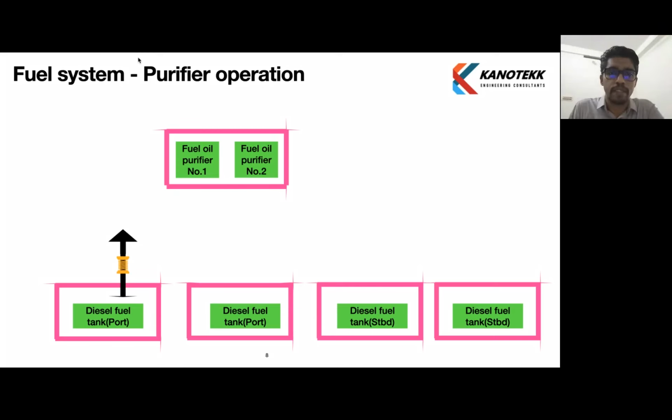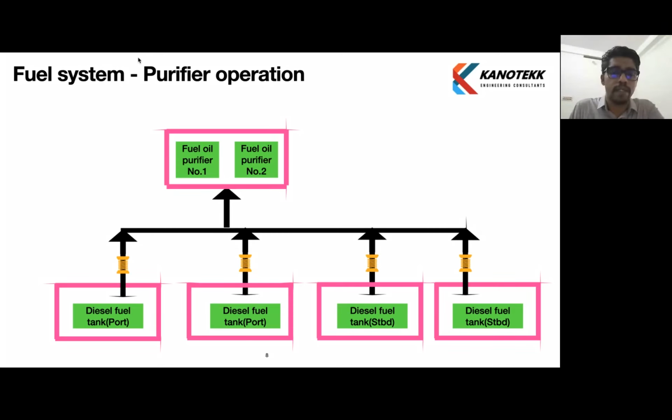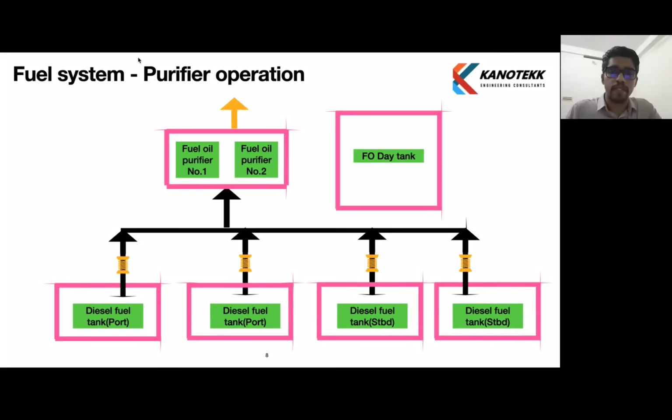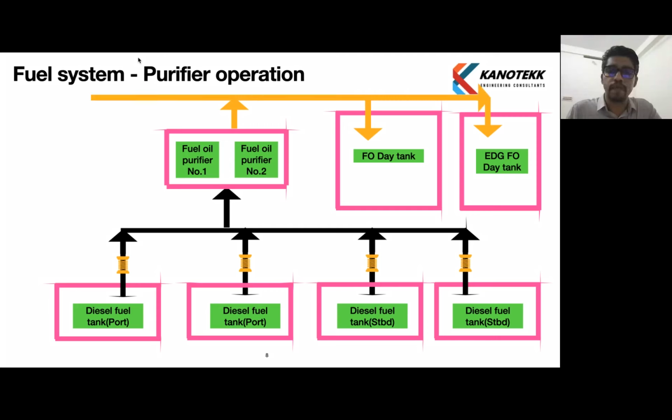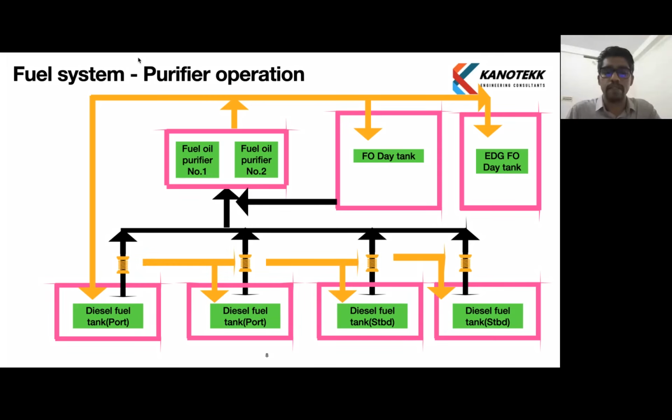From the storage tanks, purifiers take suction. There will be two fuel oil purifiers because one will be running and one will be the redundancy for alternate operation. These purifiers take suction and purified fuel oil is passed to the fuel oil dead tanks and emergency generator fuel oil dead tanks. Similarly, this purified fuel can pass back to the storage tanks. This is for batch purification. We can take from any storage tank, purify, and either discharge it to the same tank or to the next storage tanks or dead tanks.